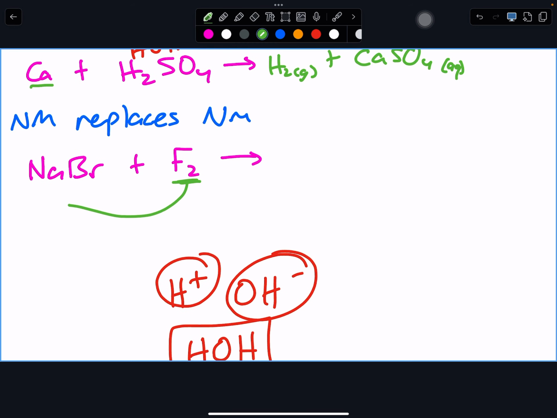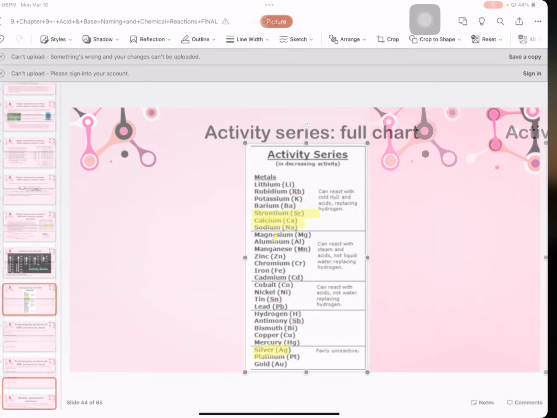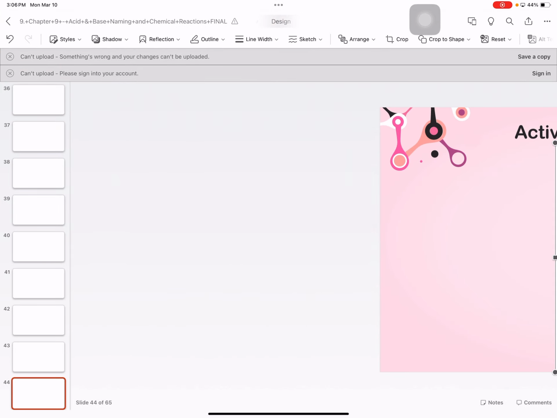All right, and last but not least, I have a non-metal that wants to replace who? Which one? Bromine, because he's the only non-metal. Can fluorine replace bromine using this activity series?